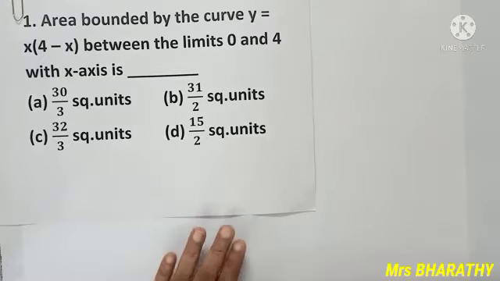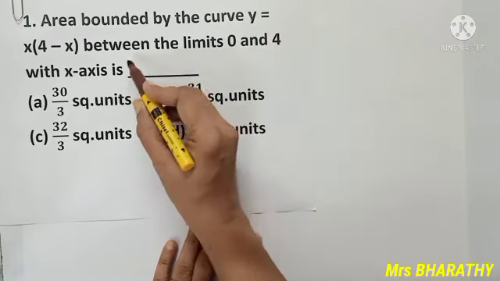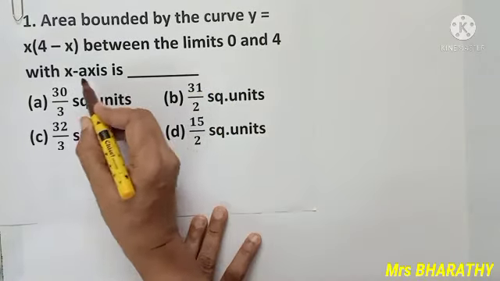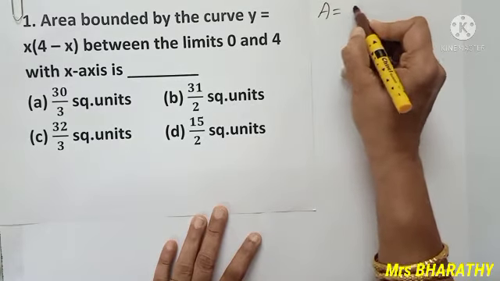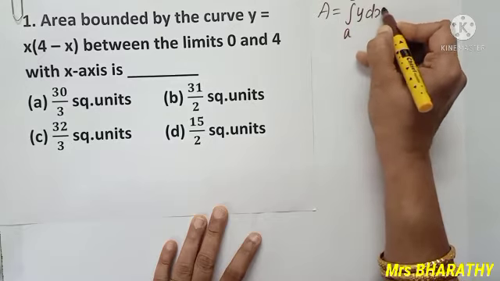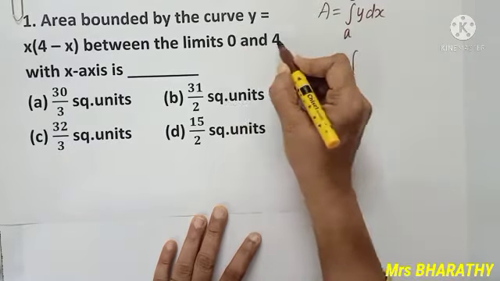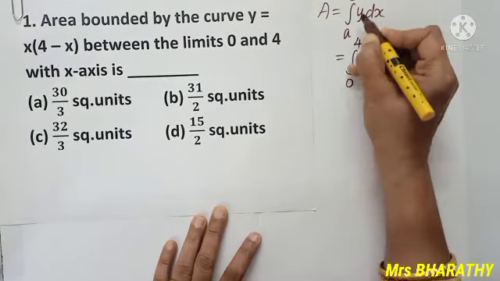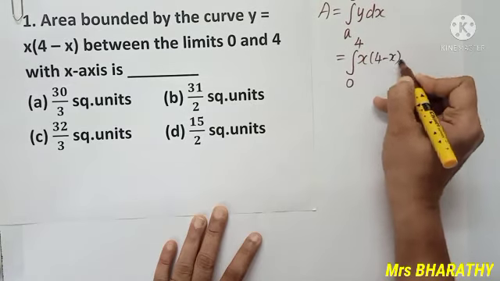Question number 1. Area bounded by the curve, between the limits given, x-axis given. We remember the area formula: integral a to b y dx. In this question, a to b is 0 to 4, and y is x into 4 minus x, dx.